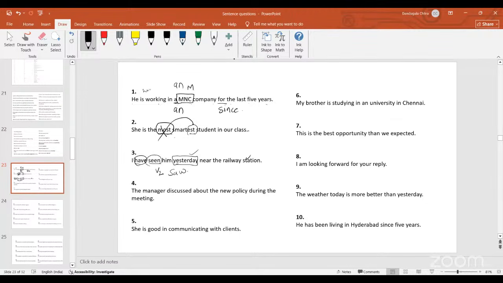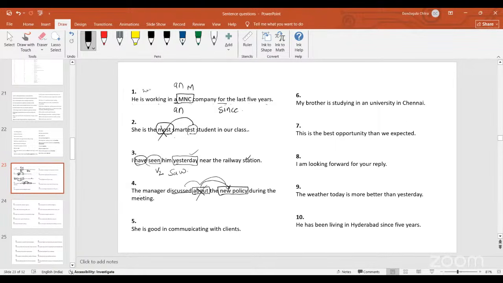Next, the manager discussed about the new policy during the meeting. The manager discussed the new policy during the meeting, sir. Right. So the answer here is the manager discussed the new policy. Here, about is an excessive word. It is already included in discussed. It's like excessive words repeated again and again. So you can simply remove this about. The manager discussed the new policy during the meeting will be right.